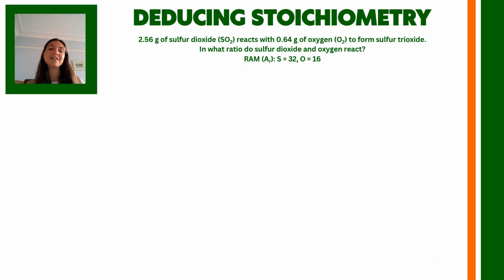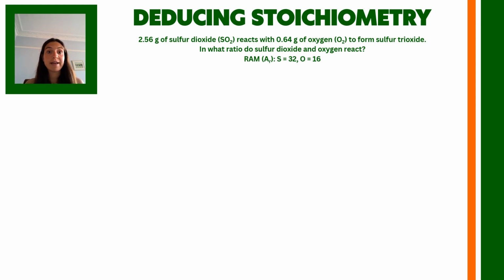Okay, now let's look at deducing stoichiometry. So we have 2.56 grams of sulfur dioxide reacting with 0.64 grams of oxygen to form sulfur trioxide. In what ratio do sulfur dioxide and oxygen react? And we have our relative atomic masses here for sulfur and for oxygen.